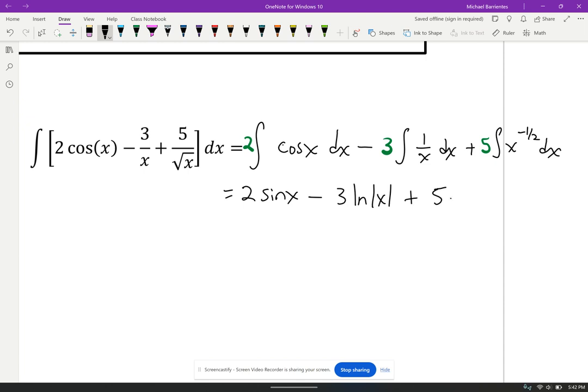Plus 5 times x to the, add 1 to the exponent, divide by the new exponent, which would be dividing by 1/2, or multiplying by 2 over 1. So if I clean this up a little bit, the antiderivative is plus c. Technically, there's a plus c for each of these, but if I add all the constants together, I get one large constant that I can put at the end of my expression. And I am betting that this would give you the derivative that you see over here.